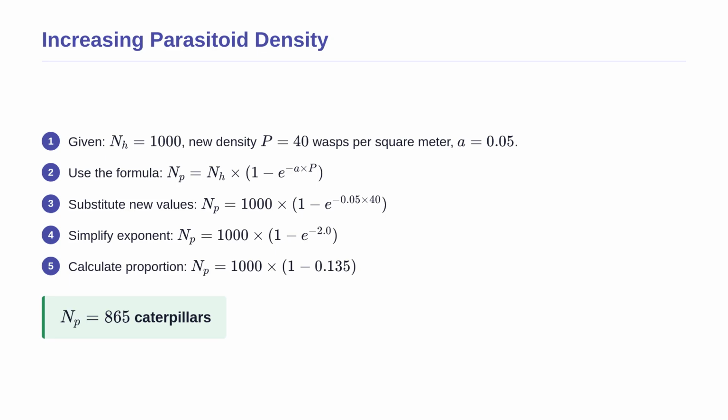In the exponent, we now multiply 0.05 by 40, which gives a much larger negative number, negative 2.0. The value of e to the negative 2 is approximately 0.135. Subtracting this from 1 gives a much higher proportion, of 0.865. Multiplying by 1,000 gives a final answer of 865 caterpillars. By quadrupling the wasps, the farmer mathematically ensures the destruction of the vast majority of the pests, saving the crop.